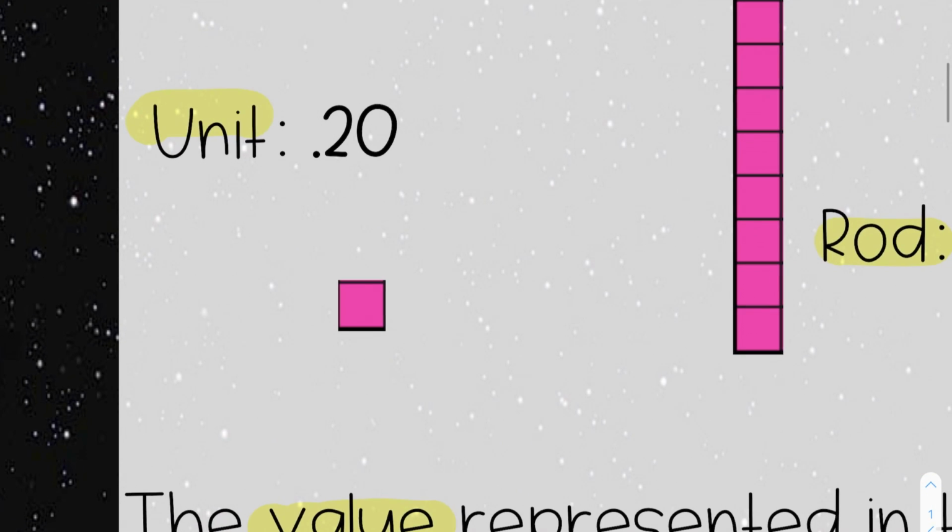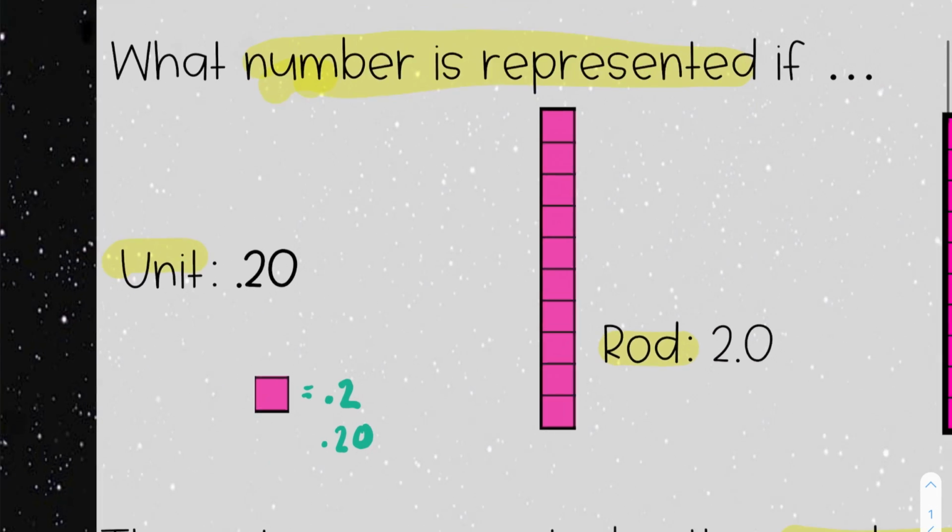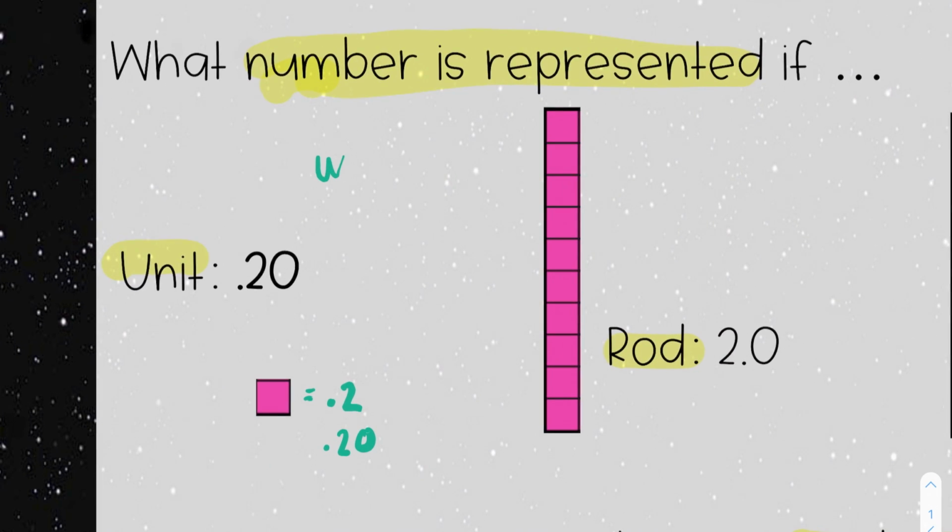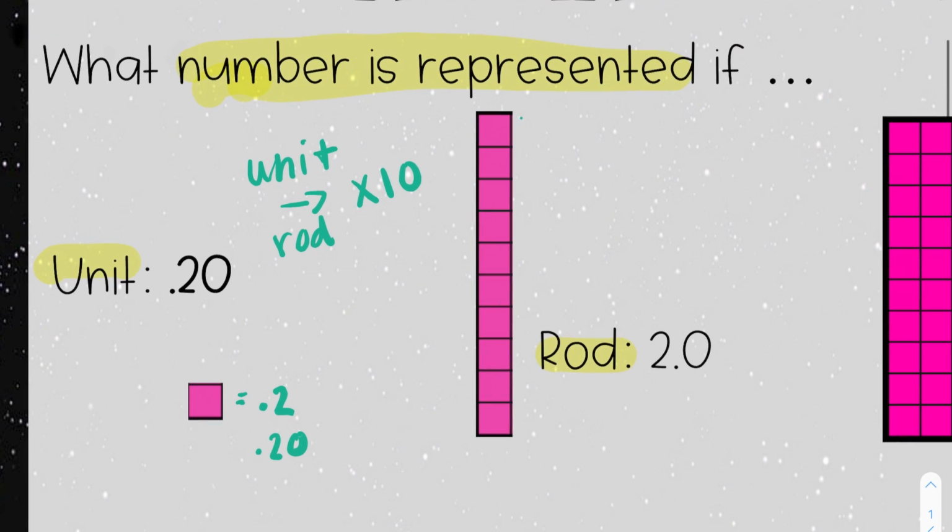So my unit is representing 20 hundredths. Because I have a 2 in the tenths place, it could also represent 2 tenths. So I know that as a fraction would be written as 2 over 10. My denominator would be 10. So I know going from a unit to a rod, like we talked about earlier, a rod is 10 times greater. As you can see, I have 10 units to make a rod.